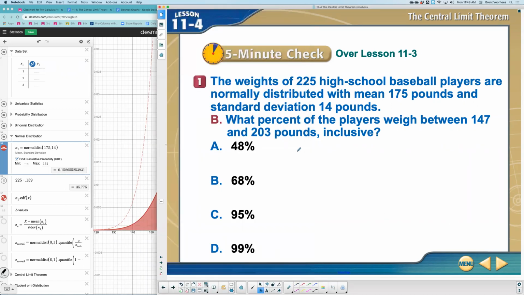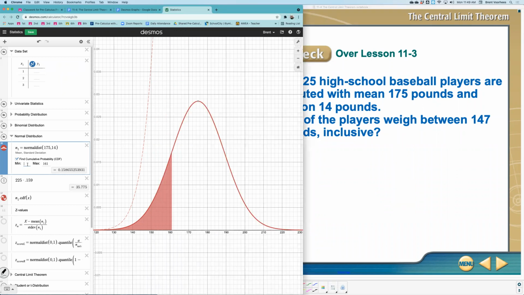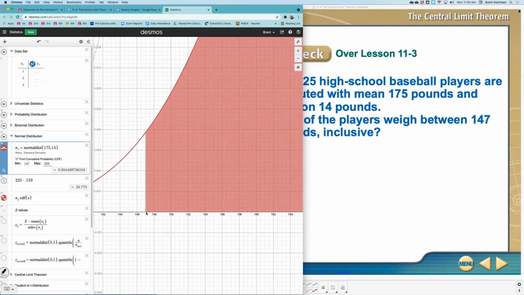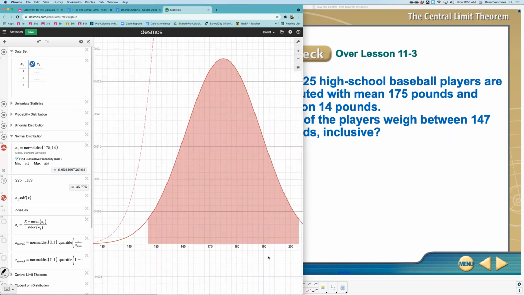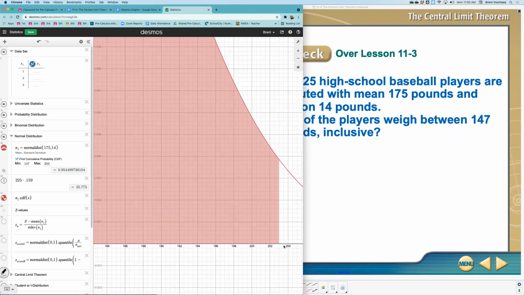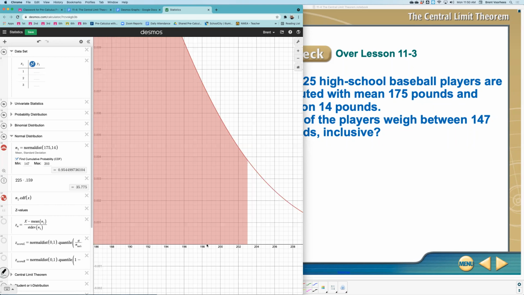All right, part B, it says what percent of the players weigh between 147 and 203? So I put in 147 and 203. And we want to know how many players weigh in between these weights. So we're looking at the area in between. Here would be 147. If you zoom in, you'll see that that is 147 there. Yep, 147. And this weight over here, that would be 203.